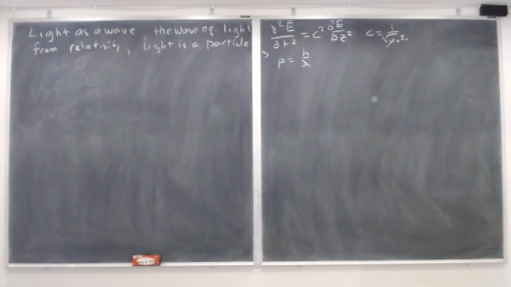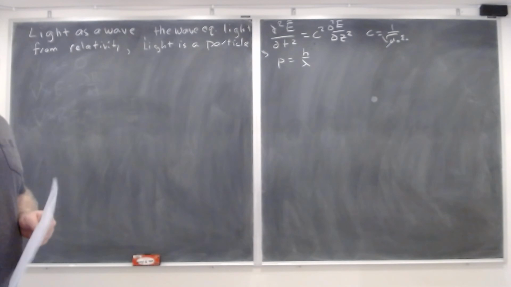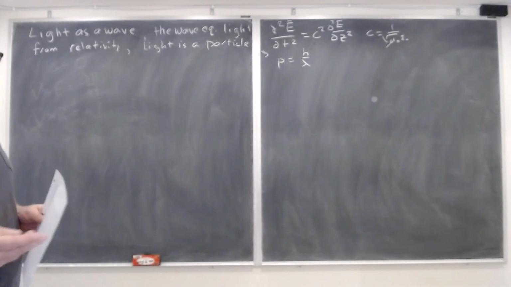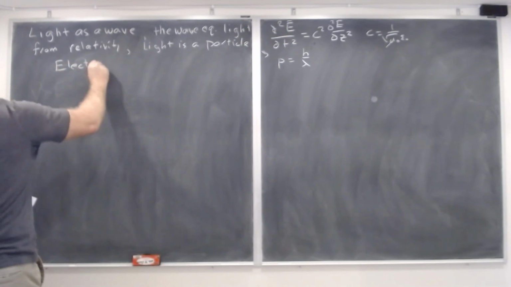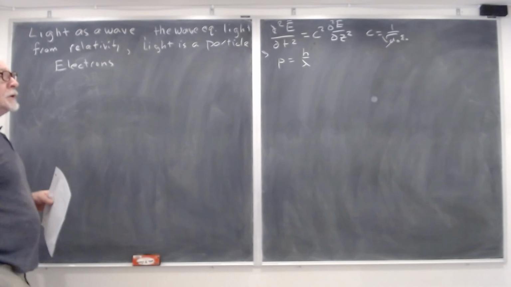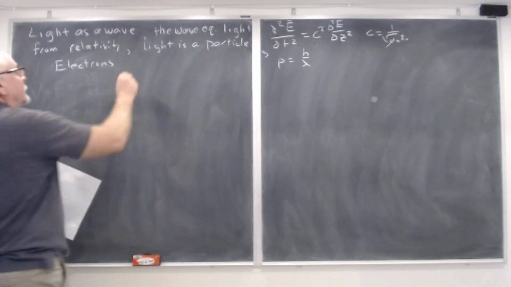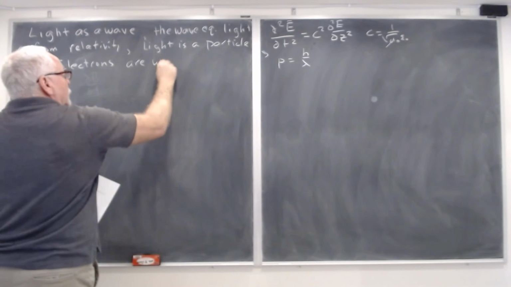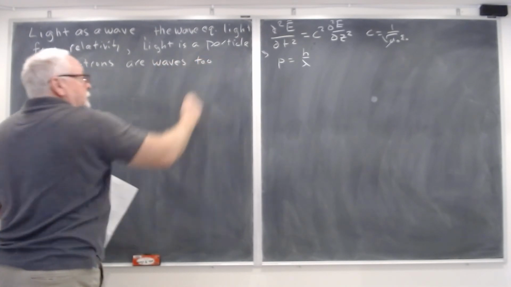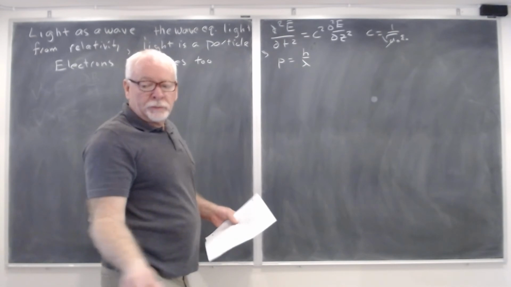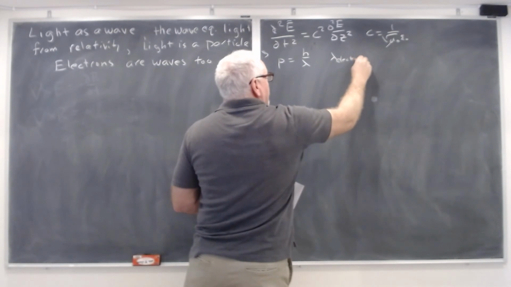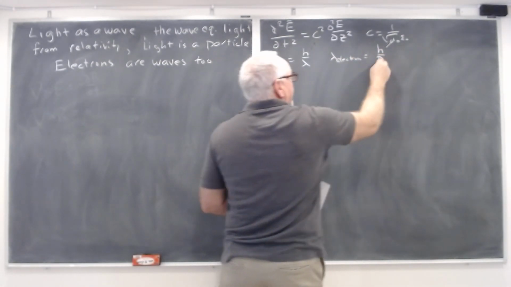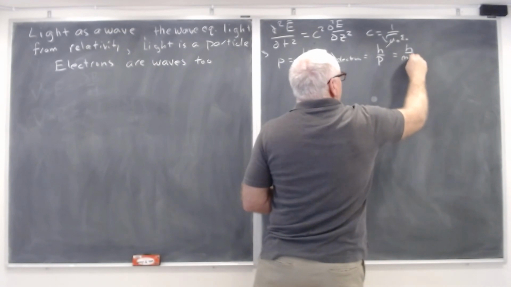And conversely then, what is argued and observed is that electrons also have a wavelength. And what that means is that electrons travel as waves. And what de Broglie did was he simply flipped these around and stated that the wavelength of an electron was h over momentum, or h over mv.